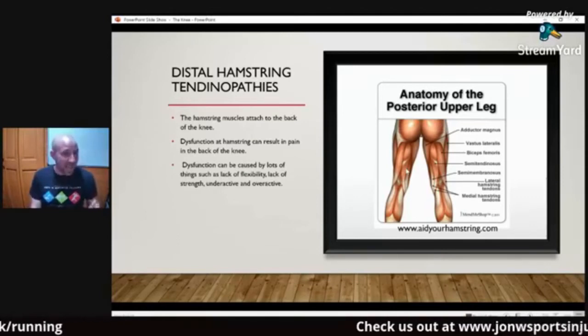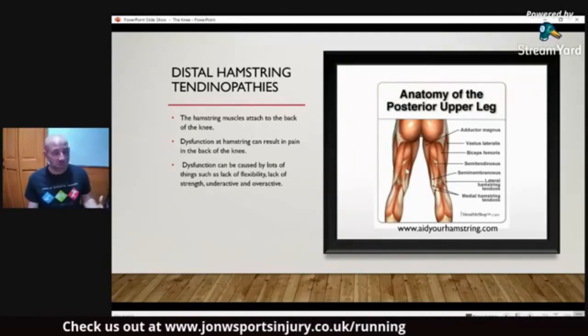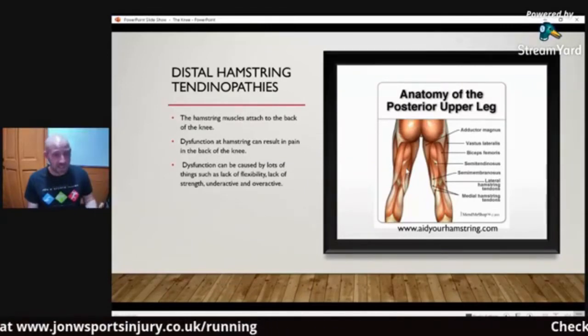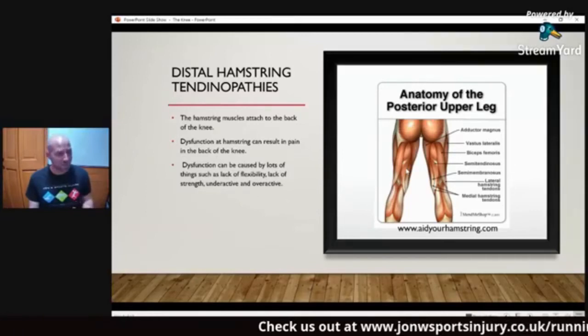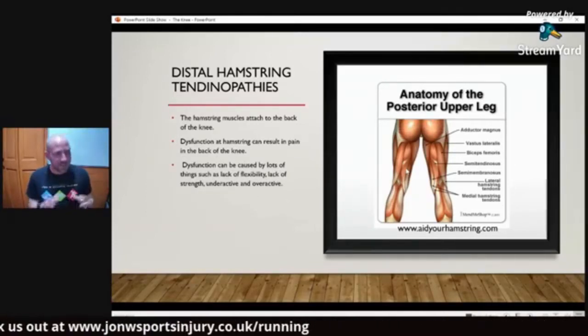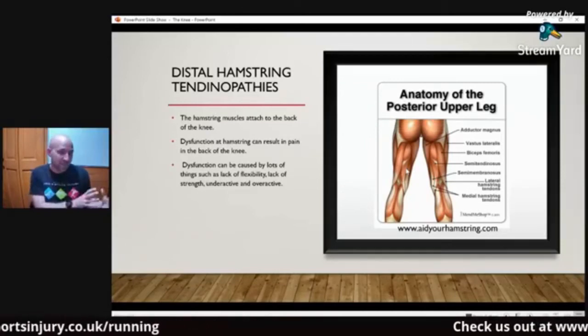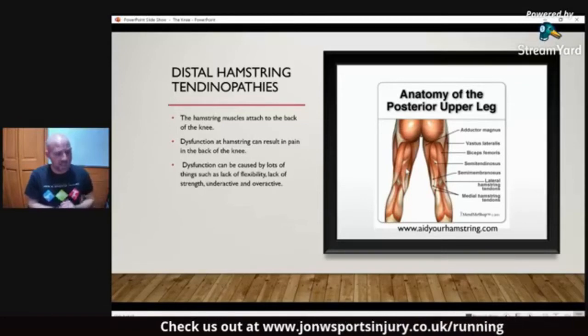And as I say, like when we talked about with the quadriceps, dysfunction could be caused by multiple things. So I'll mention them again: the lack of flexibility, the lack of strength, underactive and overactive muscles. So it's really important that if you suffered any of these pains, that we get a true understanding of the cause. What's the problem?